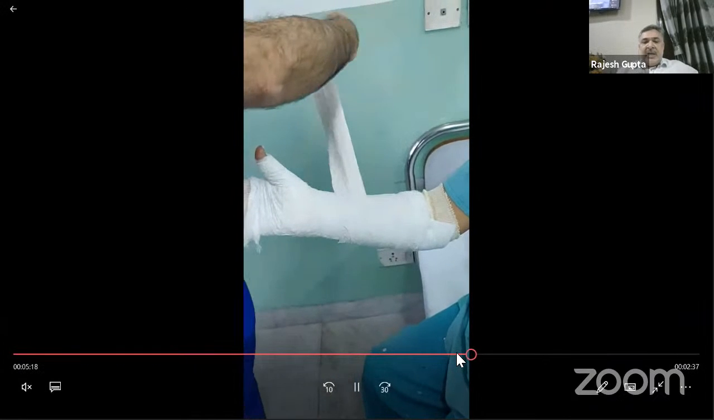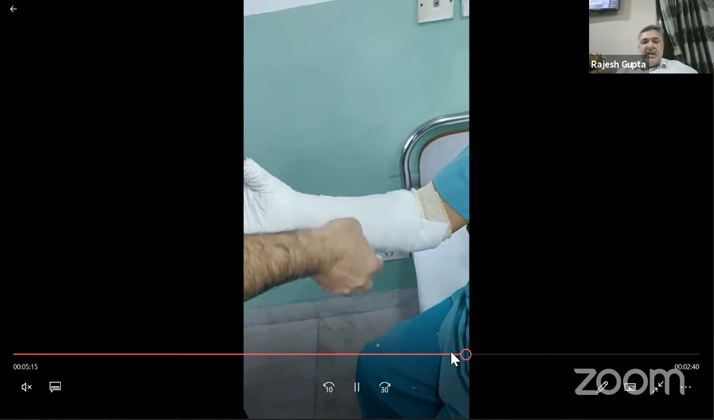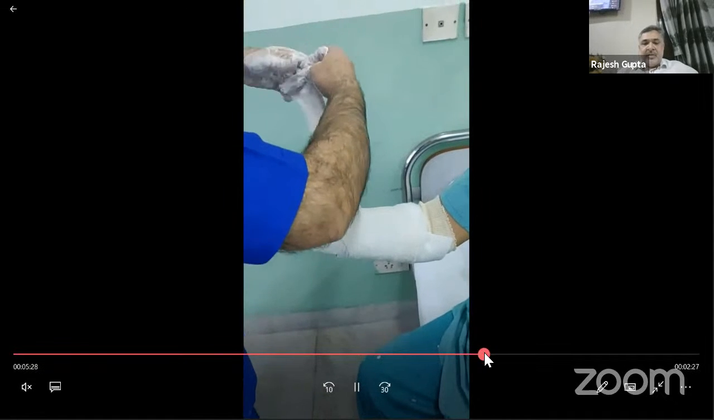An important thing I am demonstrating here is don't apply many layers at one place like this. Don't apply many layers at one place. It has to be very smooth from distal to proximal in a uniform way. Okay.